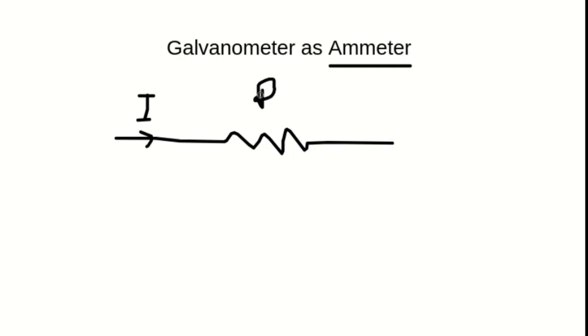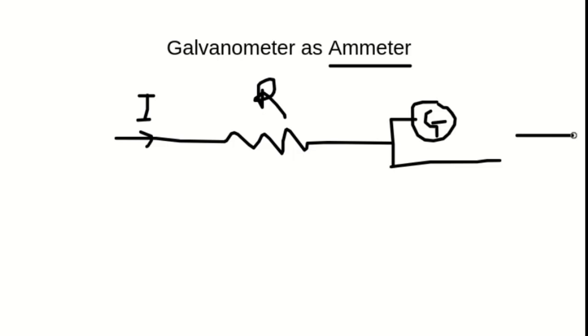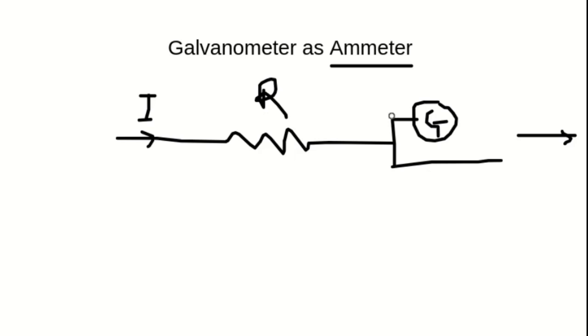Suppose there is a resistance R. I don't know whether I have to do something in parallel with this galvanometer or in series. We will discuss this. Suppose here is current flowing. To find out how we have to convert this galvanometer into an ammeter, we need to check some properties of an ammeter, or what we require to make it an ammeter.